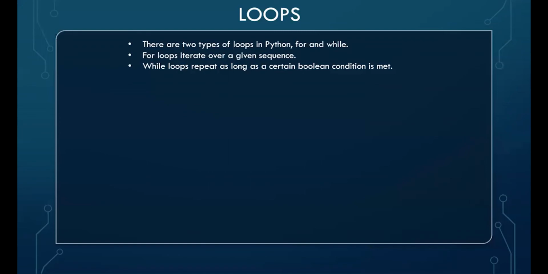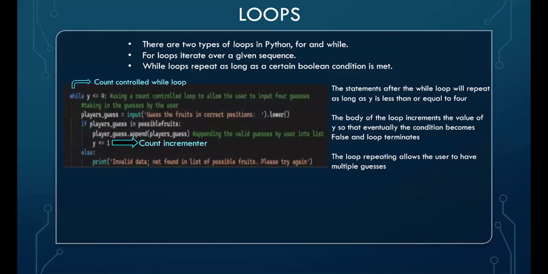There are 2 types of loops in Python, those being the for loop and the while loop. Here is an example of a while loop where the block of code under the while loop will repeat as long as y is less than or equal to 4. The loop has a count incrementer that allows it to repeat 4 times, given that the guess by user is valid, and this makes it possible for the user to have 4 valid guesses.